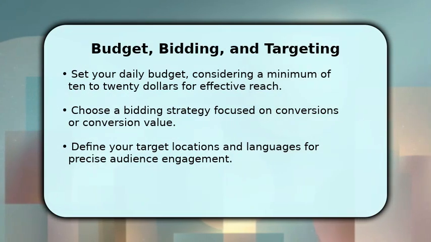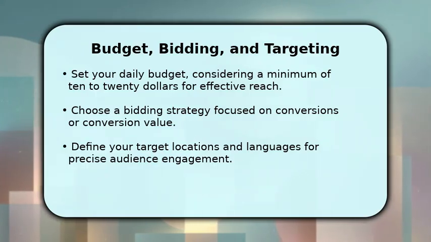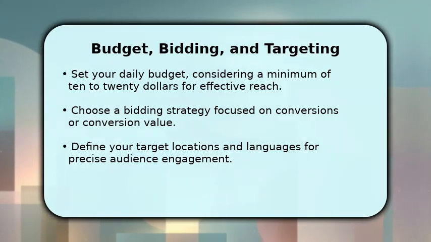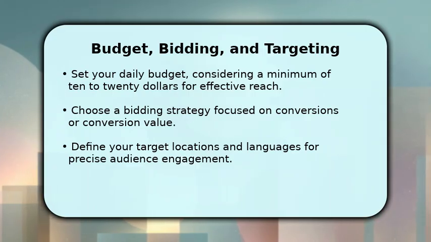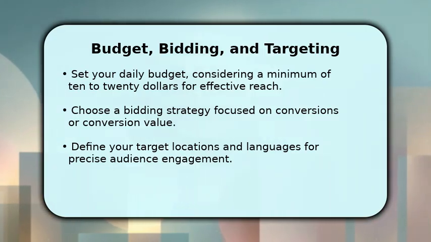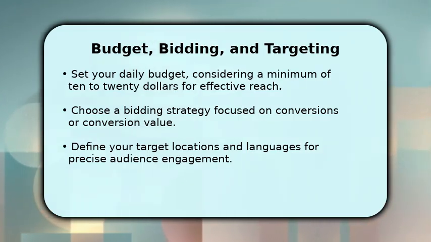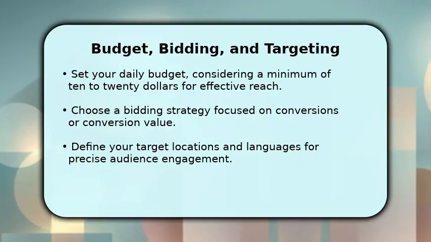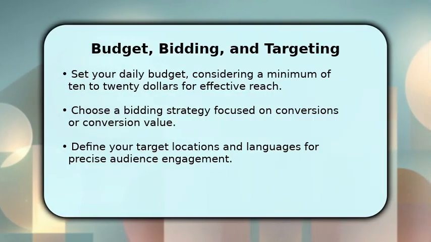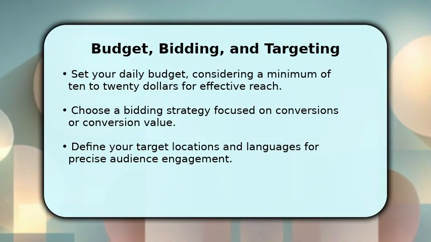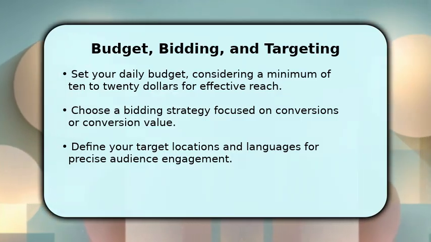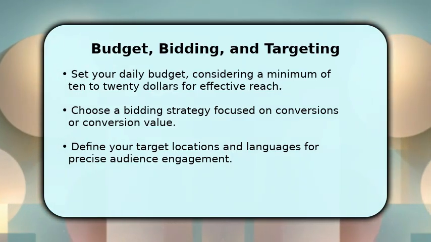Now, let's talk about your budget and bidding. Set a daily budget that aligns with your marketing goals. A good starting point is often around $10 to $20. For bidding, focus on maximizing conversions or conversion value to get the best return on your investment. Finally, specify your target locations and languages. This ensures your ads reach the right audience in the right places, optimizing your campaign's effectiveness and minimizing wasted spend.